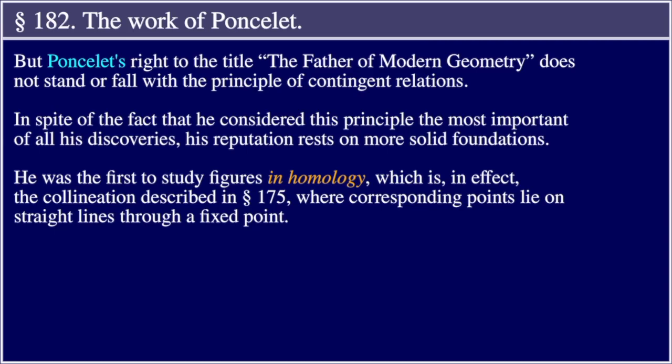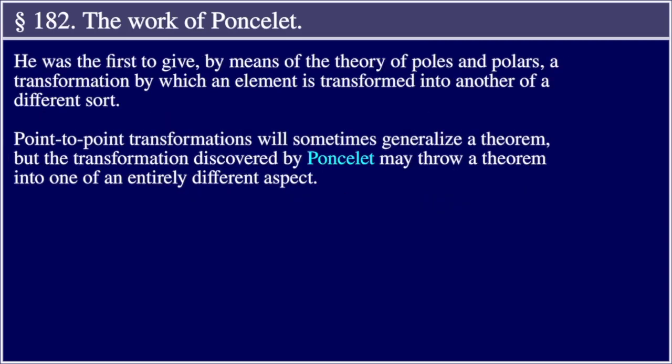He was the first to study figures in homology, which is in effect the collineation described in section 175, where corresponding points lie on straight lines through a fixed point. He was the first to give, by means of the theory of poles and polars, a transformation by which an element is transformed into another of a different sort. Point-to-point transformations will sometimes generalize a theorem, but the transformation discovered by Poncelet may throw a theorem into one of an entirely different aspect.